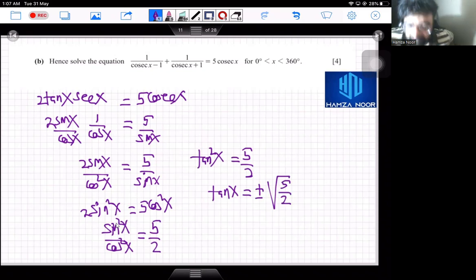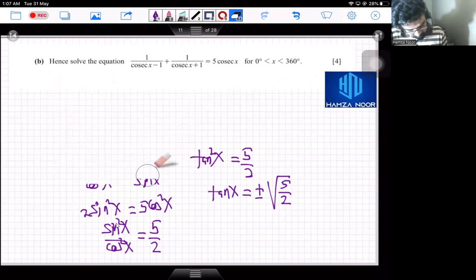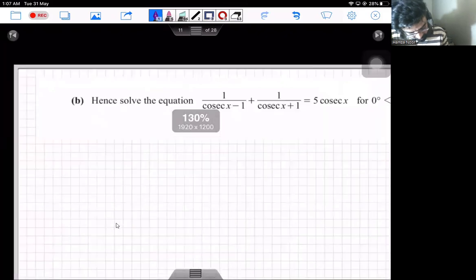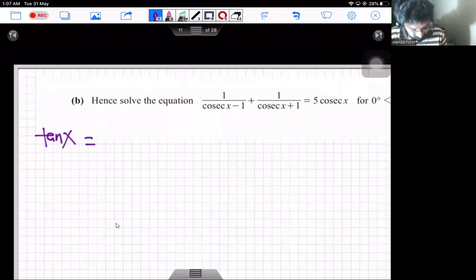So far, we have achieved this. We just need to solve this equation now, and the interval is 0 to 360 degrees. So I'm going to erase this working to make some space on the same page. We need to solve this equation: tan x is equal to plus minus under root of 5 over 2.